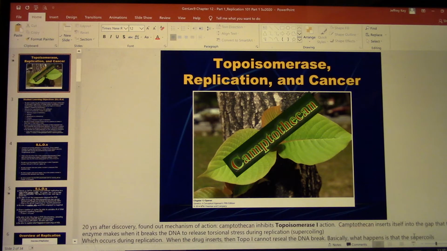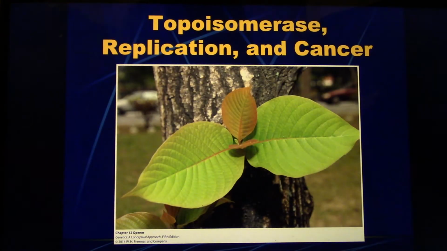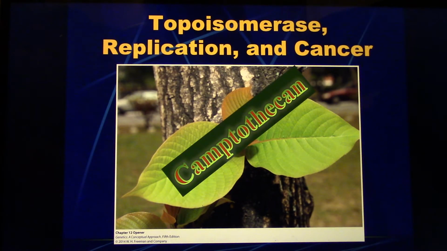But how does it act? They didn't know at the time, but 20 years after its discovery, they discovered why the drug worked. What camptothecin does is it inhibits topoisomerase 1. So what does that have to do with replication? Well, topoisomerase 1 is part of the replication machinery. It's one of the proteins involved in DNA replication.